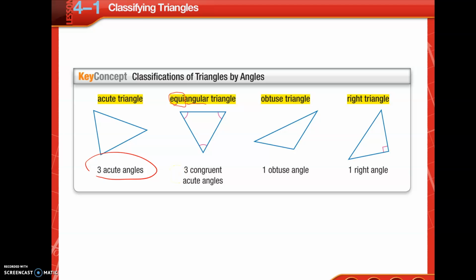Obtuse has one obtuse angle, so one angle that is larger than 90, and the other 2 would be acute. And then right has one right angle, and again the other 2 would be acute. We'll learn why that is on our next goal.